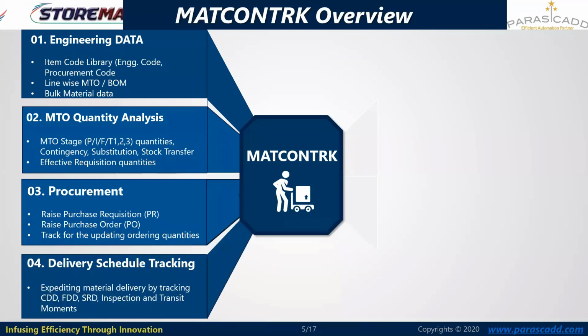Next, delivery schedule tracking. Now, as the PO has been placed with the vendor, it becomes necessary to track the material delivery. So expediting material delivery by tracking the key dates like contractual delivery date, CDD, forecast delivery date, FDD, and shipment release dates, SRD. As well as if companies are auditing the inspections at the manufacturer's locations, then inspection dates can also be tracked over here. And once the material is shipped from the manufacturer's house to the delivery location, the material may also be tracked in the transit stage. So transit dates are also captured over here.